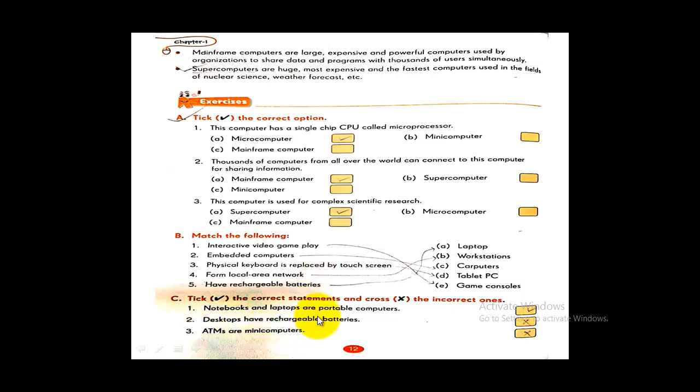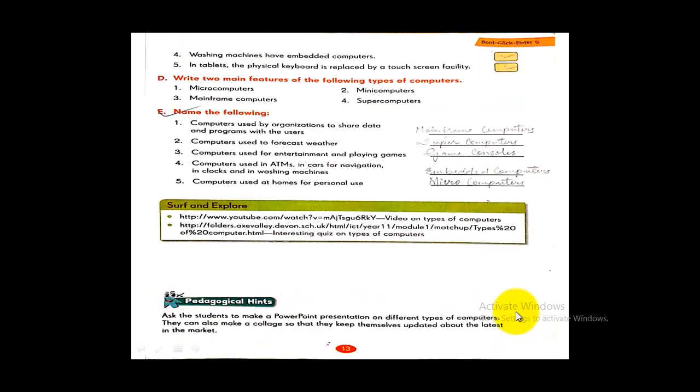Now tick the correct statements and cross the incorrect ones. Notebooks and laptops are portable computers, correct. Tick. Desktops have rechargeable batteries, wrong. Cross. ATMs are mini computers, wrong. ATMs are not mini computers, ATMs are microcomputers. Okay, it is wrong. Then the fourth one, washing machines have embedded computers. Tick, correct. In tablets, the physical keyboard is replaced by a touchscreen facility. It is also correct.